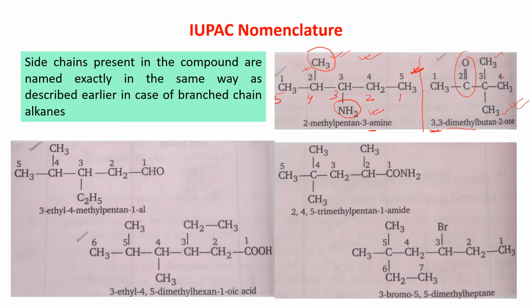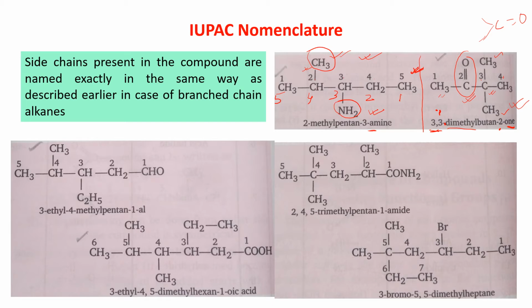In the 2 position, on is present because it is a keto group, C double bond O. On one side this CH3 is present, and on the other side this carbon atom is present. So the name of this compound is 3,3-dimethyl butane 2-on. Now this 3,3 is very important because in the third position only, 2 methyl groups are present. Am I clear?